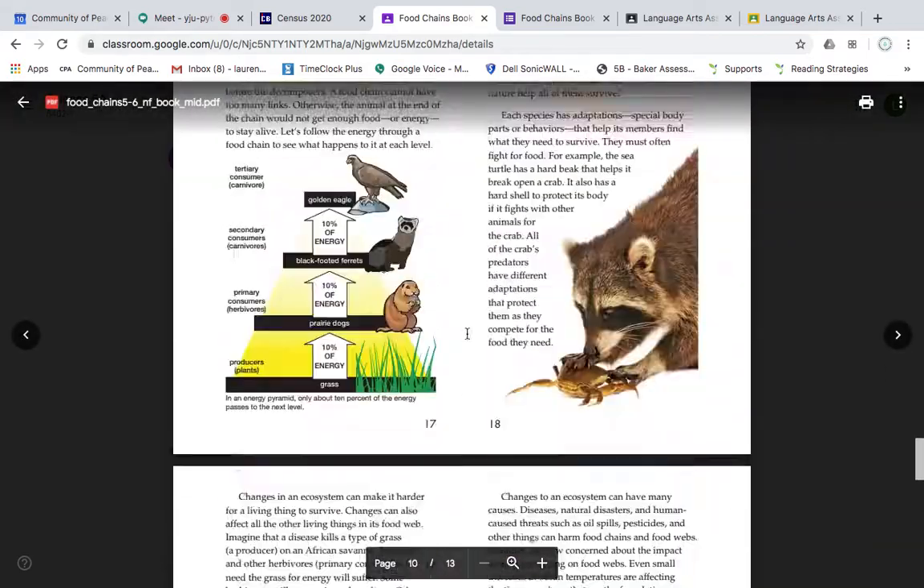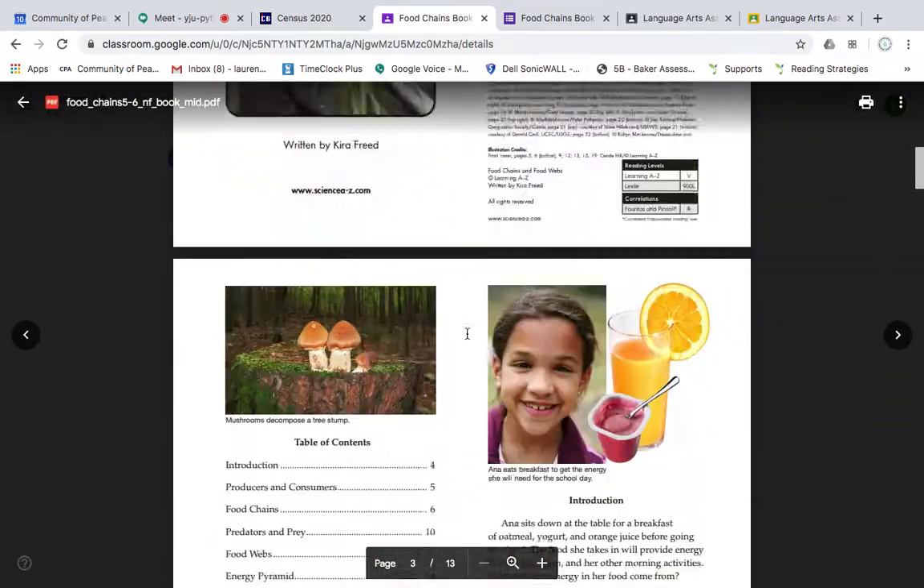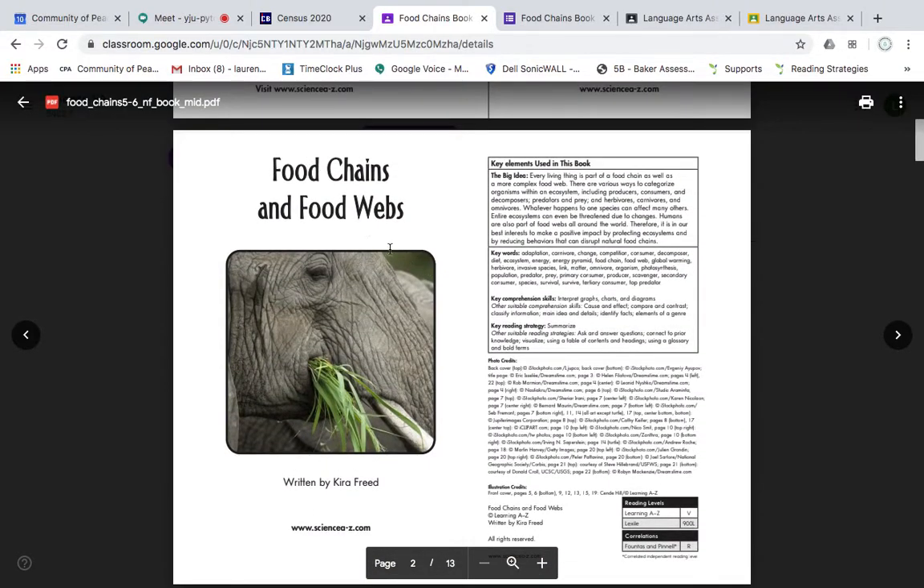All right, that is our mini book all about food chains and food webs.